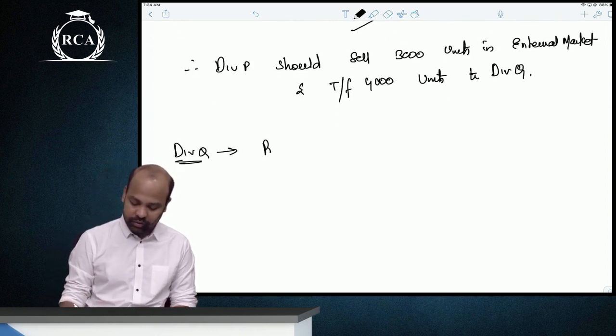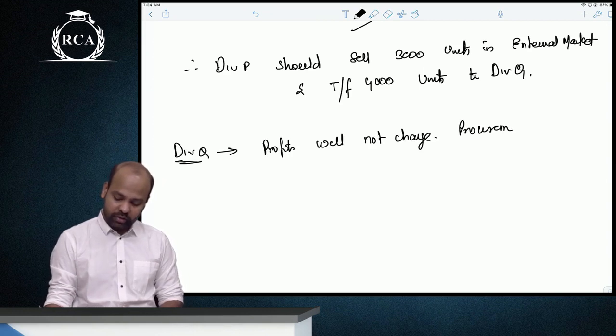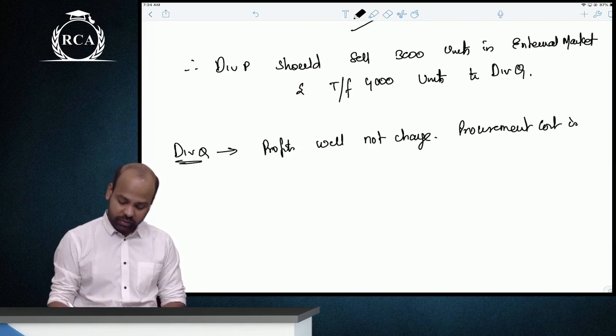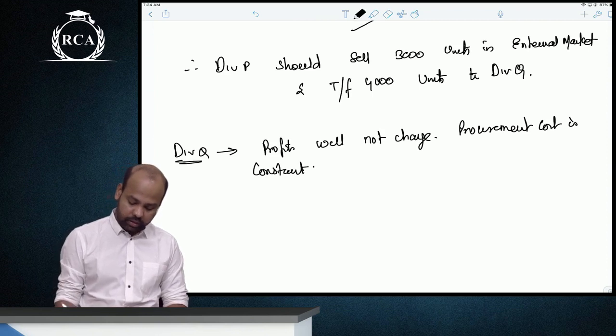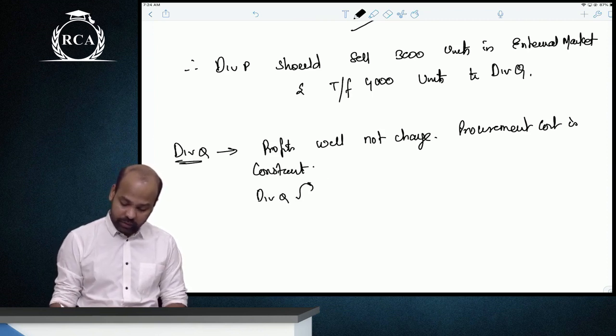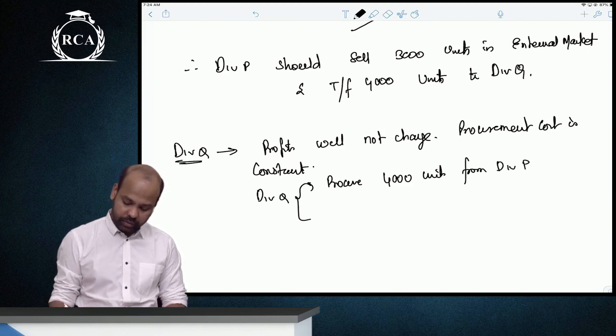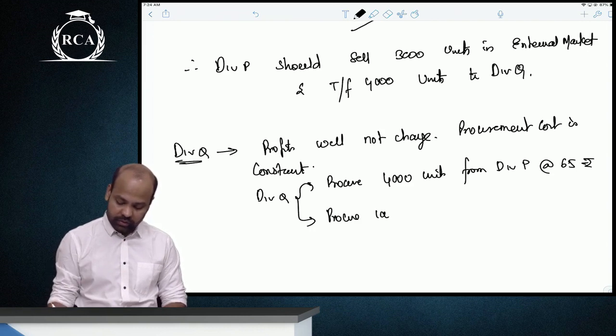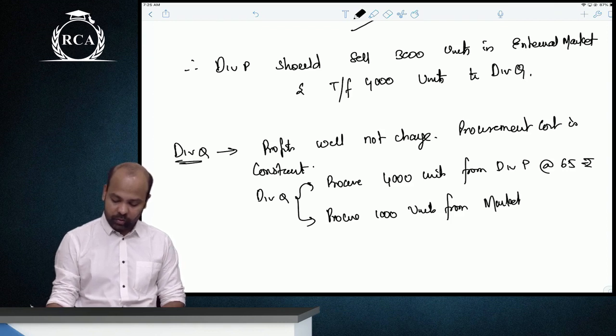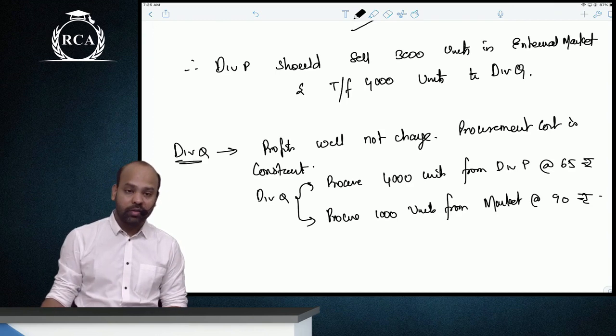Remember, profits will not change, as the procurement cost remains constant. Division Q will procure 4,000 units from division P at 65 rupees, and 1,000 units from the external market at 90 rupees. This is what they will do.